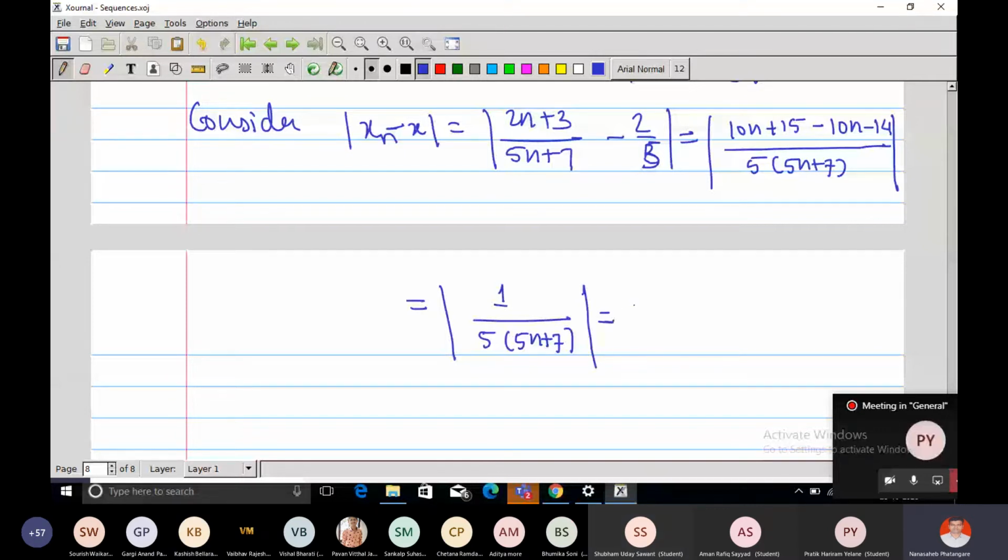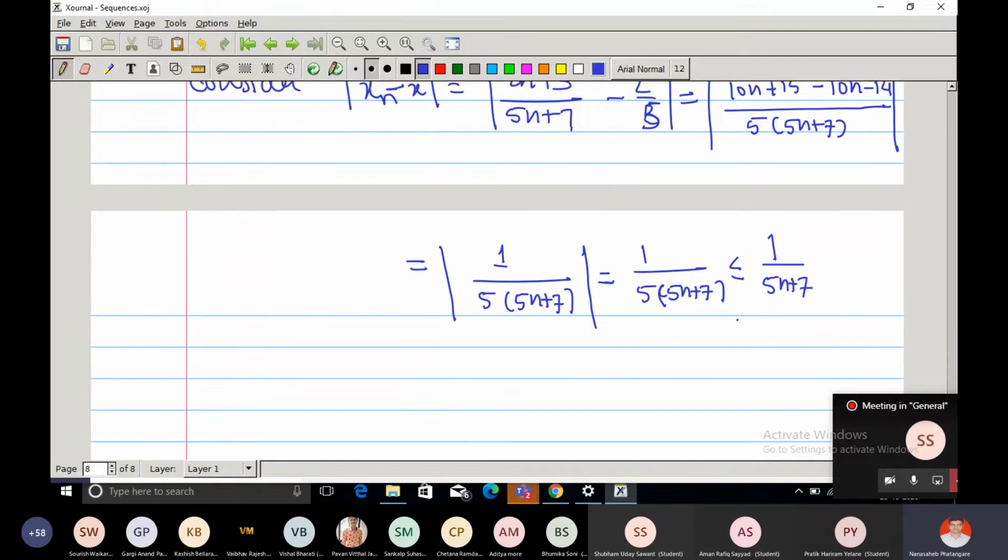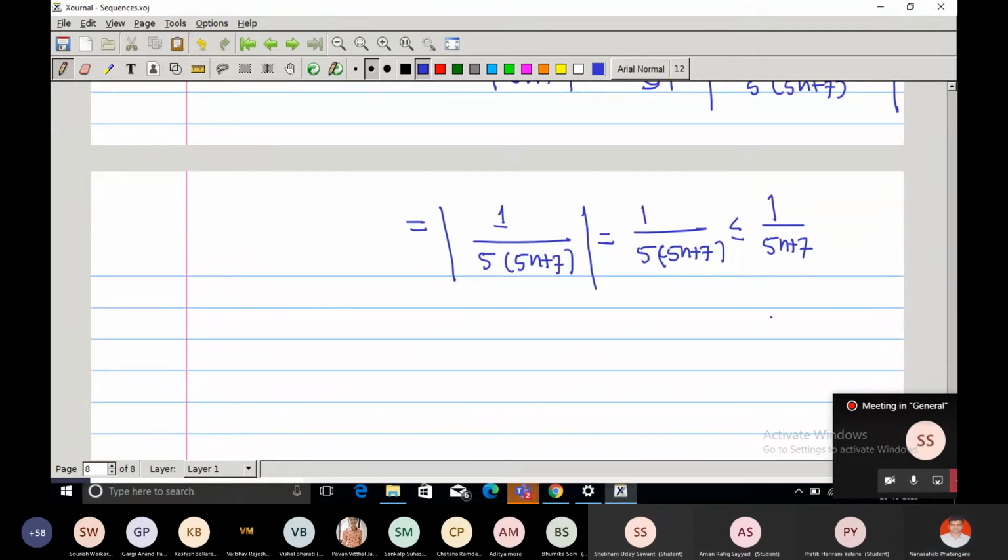But here there is no need of a modulus sign or absolute value sign. Why? n belongs to natural numbers, and this quantity is anyway positive. But I can say that this quantity is less than 1 upon 5n. This is a simple step: the denominator is smaller, so the quantity is larger. I just neglect 7, so the resulting quantity is larger. Am I right?